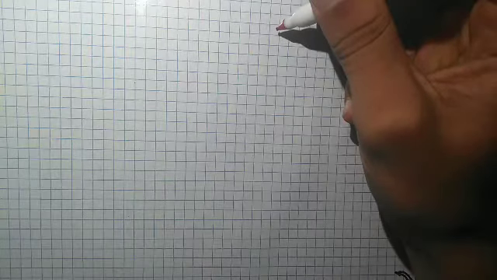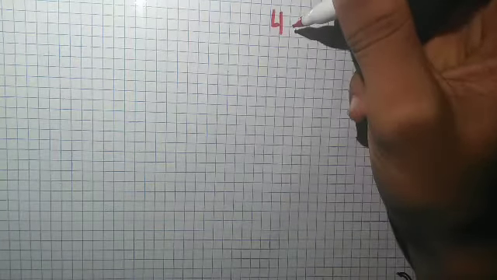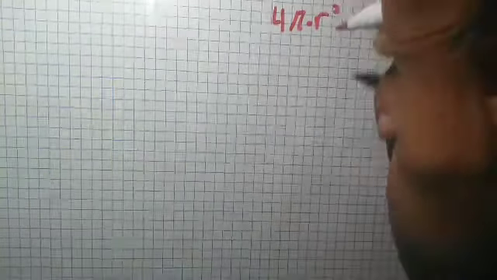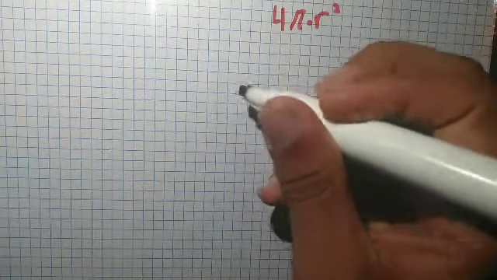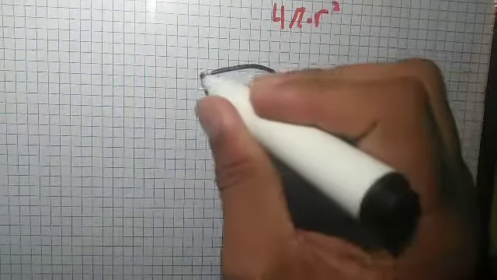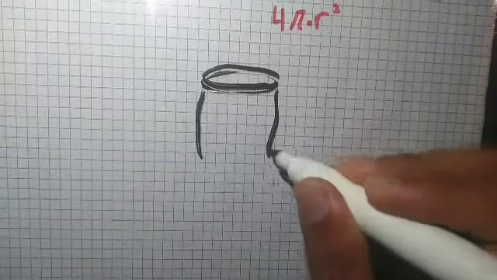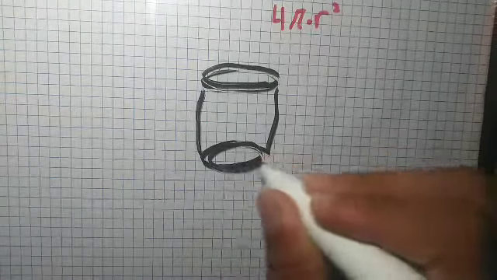Now let me write up over here the formula for that, and you'll soon understand what it means as I go along. So 4 pi times the radius to the power of 2. So what does any of this mean? Well, let's look at an example problem. Let's look at a situation. Let's say we have an open cylinder. Pardon my poor art skills. Not very good over here. Let's say we have an open cylinder.